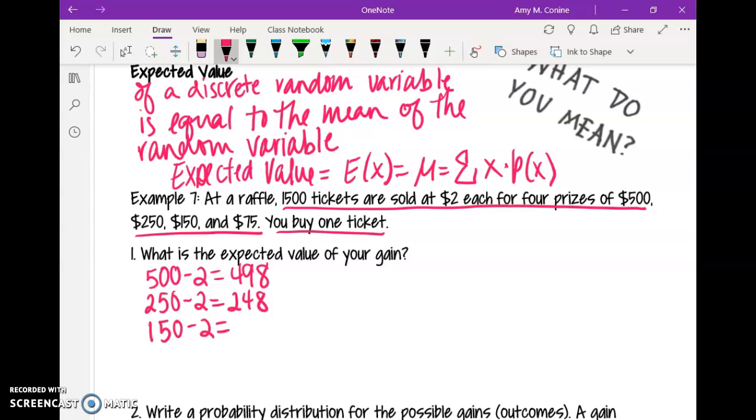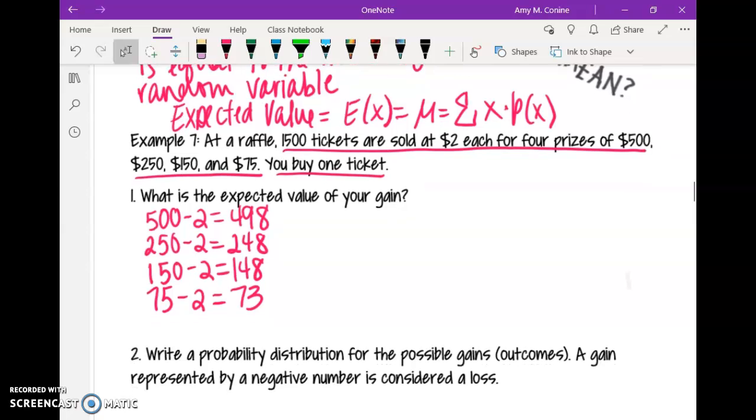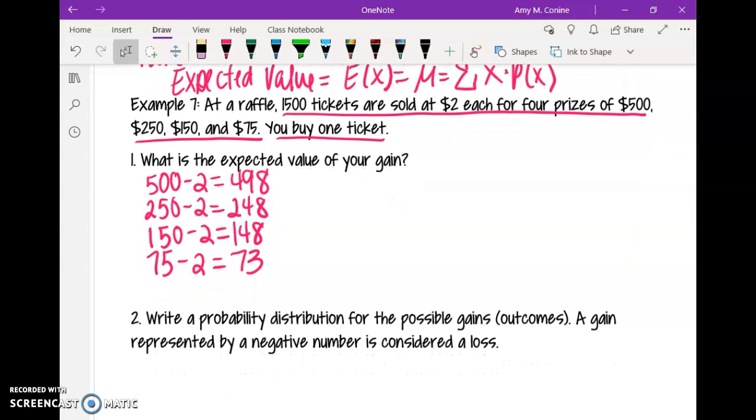So when you do a raffle, if you buy a $5 ticket and the prize is $50, you're really only winning $45. So we need to subtract the amount of our purchase, which is $2, from the different prize values to get the amounts that they're actually worth because of what we spent. All right, so now this is the value of what we're looking at.